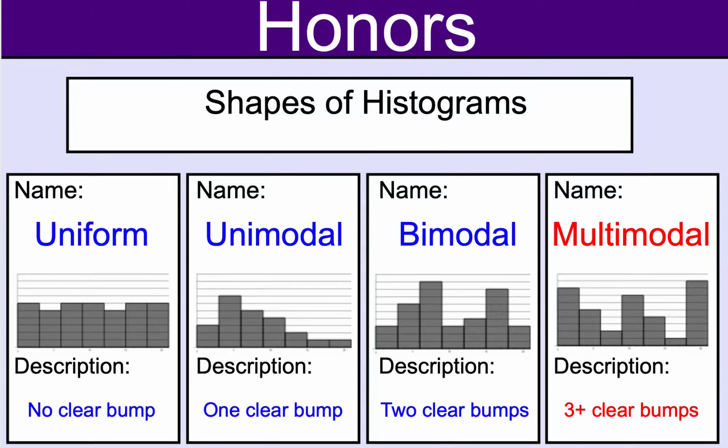And the fourth general shape of a histogram, we would call multimodal. And this is where we have three or more clear bumps. We need to be careful with multimodal because sometimes we'll have so many bumps, the data is so big, that it starts resembling uniform. We need to look at this with fuzzy vision, where we let the data meld together a little bit.